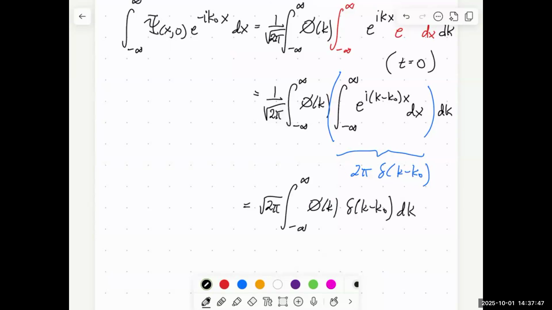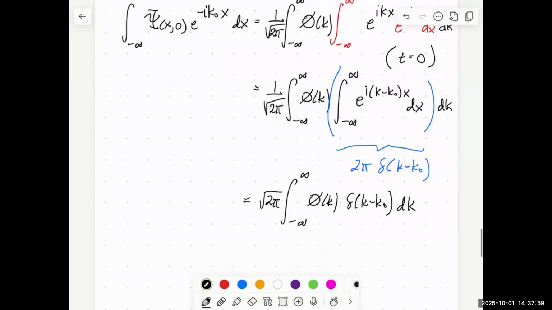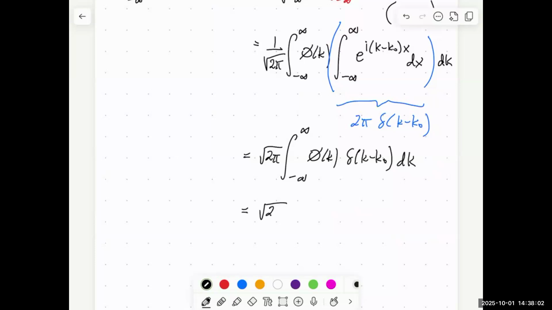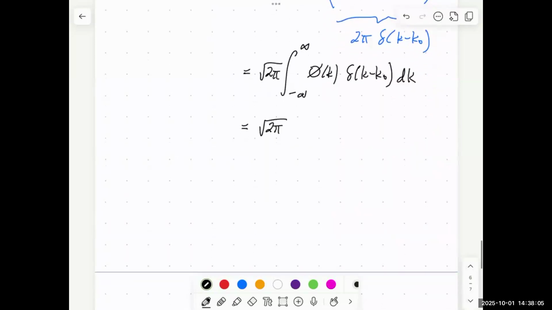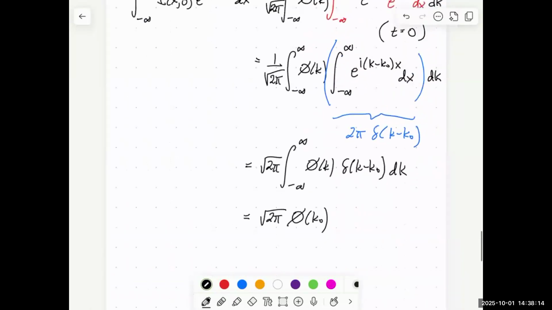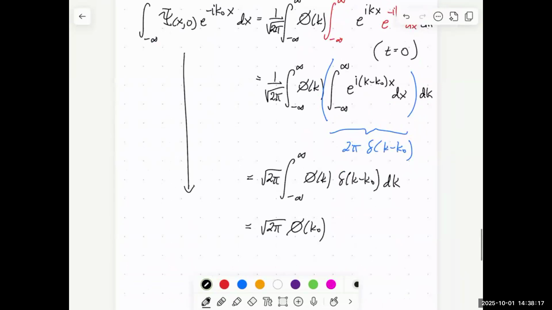But delta functions are beautiful things. Just like the Kronecker delta kills sums for us, the Dirac delta function kills integrals for us. What's the value of this integral? By k0. Yeah. So this is just equal to phi evaluated at k0. All right. And let's bring down the left-hand side of our equation. I'm not going to do anything to that. So this is going to be e to the minus i k0 x dx.